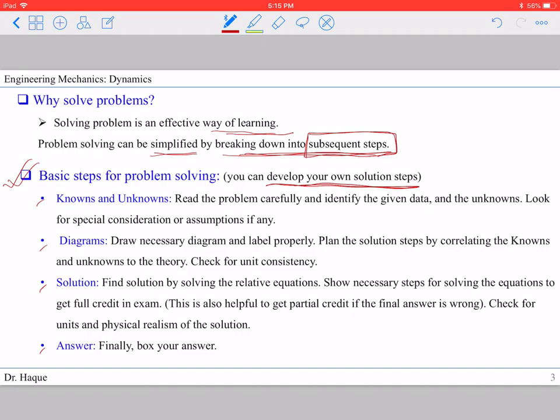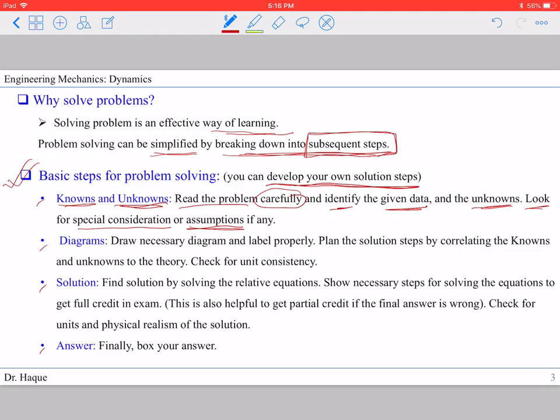So the first step for solving a problem is to find knowns and unknowns. To do that, we should read the problem very carefully and identify from the given data what is known, what are the data given, and what is unknown, what the problem is asking for. We also have to look for any special consideration or assumption stated in the problem.